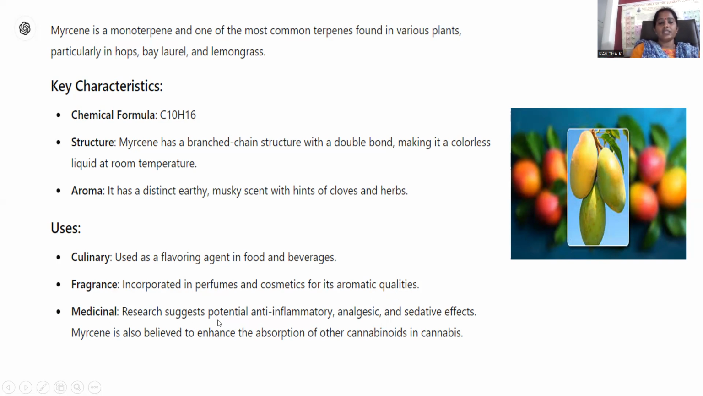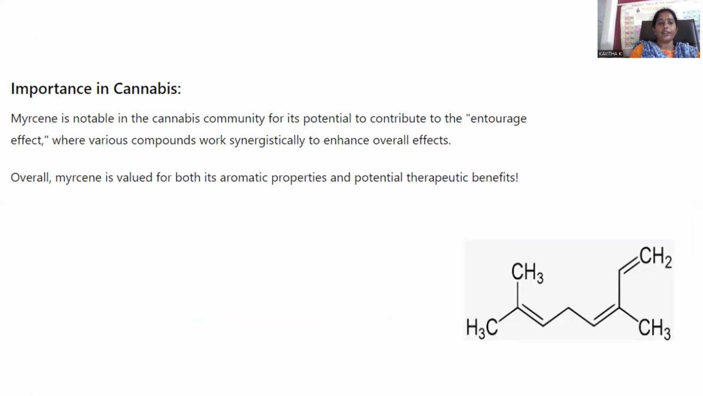Medicinal research suggests potential anti-inflammatory, analgesic, and sedative effects. Inflammation, and any pains with swelling, can be mitigated. Analgesic is a pain-relieving agent, and sedative is used to induce sleepiness. Myrcene is also believed to enhance the absorption of other cannabinoids in cannabis. So in the absorption process of these chemical components, we can also utilize myrcene, the terpenoid.